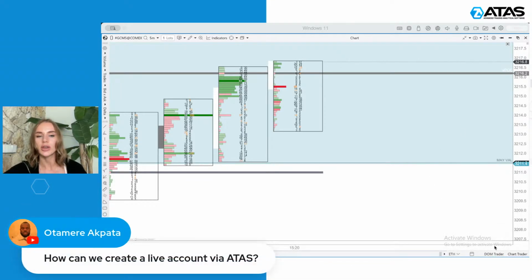Once you don't create the live account in ATAS, you choose your broker, you create your broker account for your live trading, you fund it, and then you connect the live account and your quotes to ATAS through the connections. So you go to the main tab, you click connections, you can connect there your live account with a broker once you set it up and fund it, and you connect it to the quotes as well.